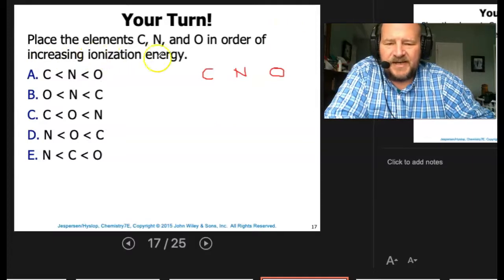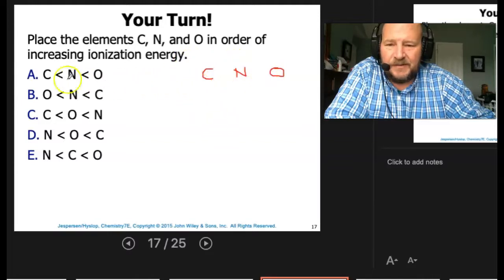Now, increasing ionization energy. What are we thinking here? Is it going to be the same, or is there going to be any changes?